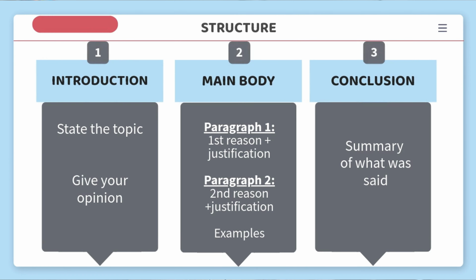Now let's move on to the main body. In the main body we have two different paragraphs. In the first paragraph we give our first reason and a justification for it, and in the second paragraph the second reason and also a justification with some possible examples. This is sometimes optional because obviously we don't have enough time, or the word limit is small, so we cannot always use examples or justifications, but as much as we can we should do it.